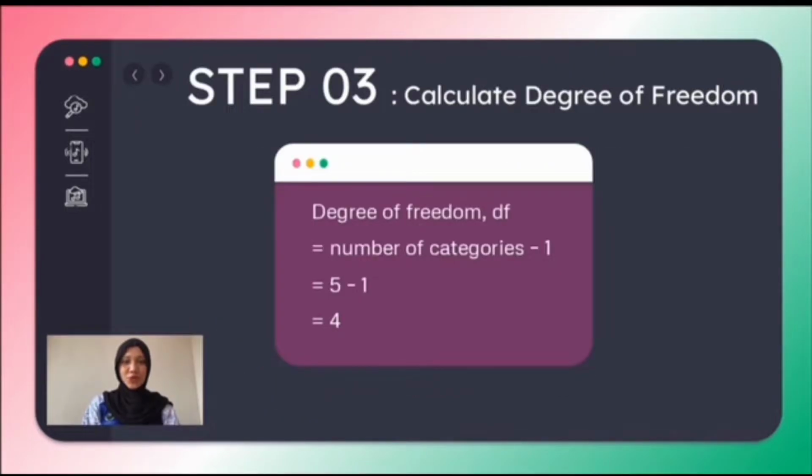For step 3, to find the degrees of freedom, it is the number of categories minus 1. For our question, the number of categories is 5. Then we minus 5 with 1, and we get the degrees of freedom of 4. Degrees of freedom represent how many values involved in the calculation have the freedom to vary, making it important for us to find them so that we are able to determine the critical value for the question.